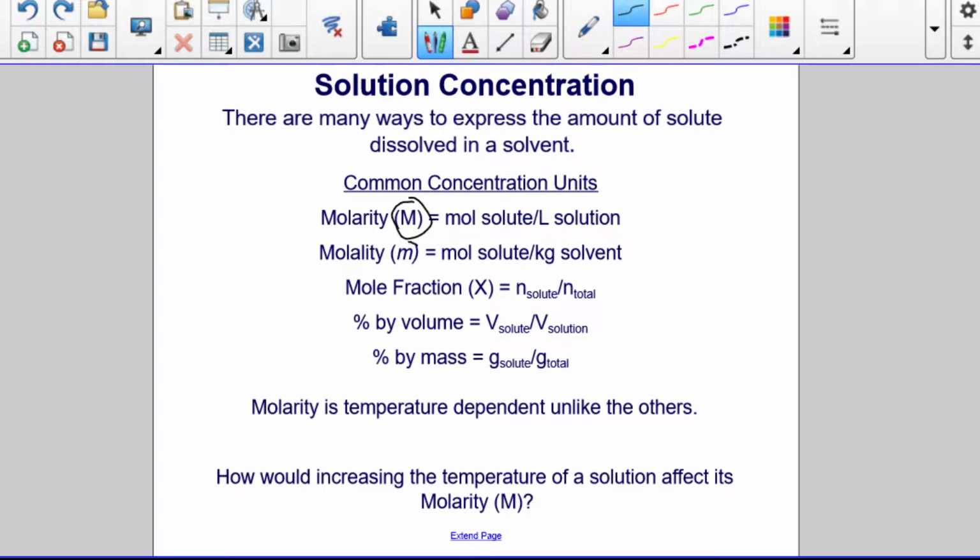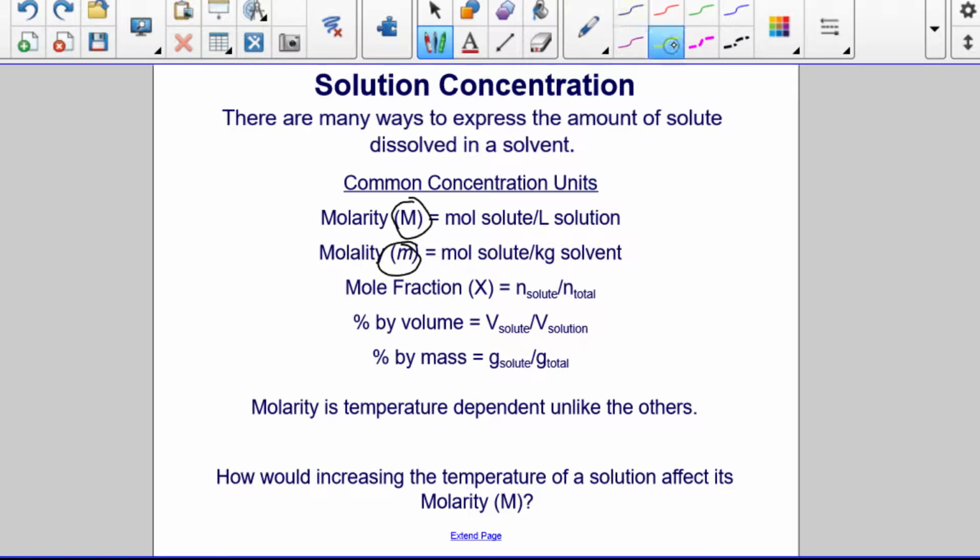Molality, which is lowercase m, is the moles of solute per kilogram of solvent. Mole fraction is just the fraction, so how many moles of solute over how many total moles. So think of that as the part of the whole. Percent by volume would be the volume of the solute over the volume of the solution. And percent by mass, grams of solute over total grams.